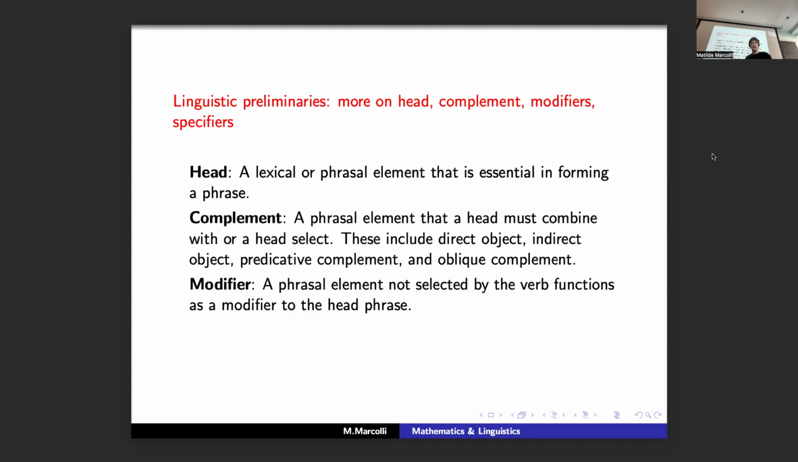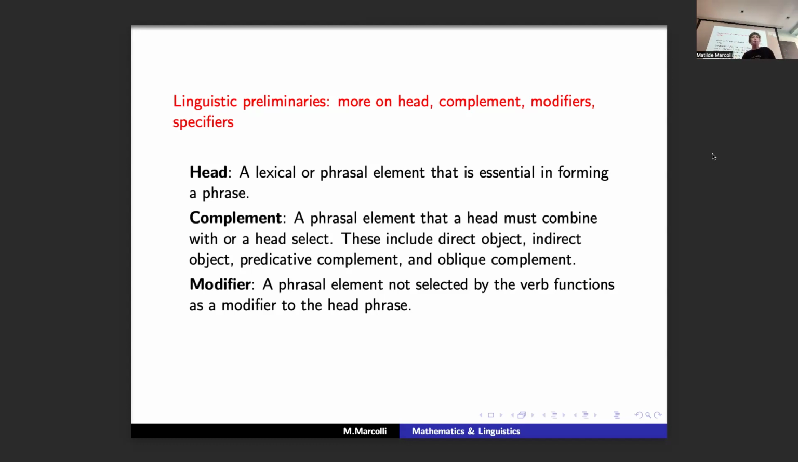Okay, so let me just recall a few preliminaries, some of which I mentioned last time, because I was talking about heads, complements and modifiers. These are the elements that we have seen in forming the phases in the structure. So in a sense, the head, from the linguistics perspective, is that lexical or phrasal element that is essential for forming that phrase. If you remove it, the phrase will just fall apart. The complement is a phrasal element that the head must necessarily combine with for the structure to be standing.